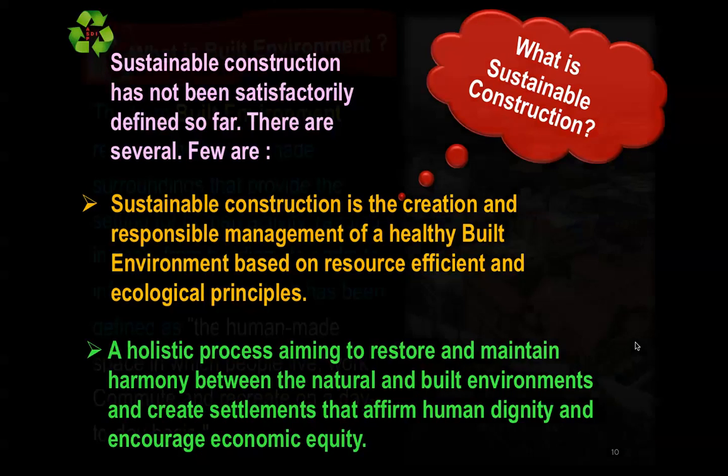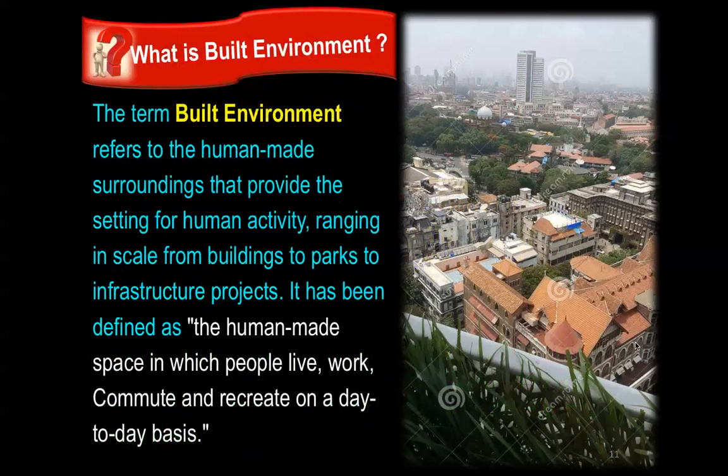Now we will look at a few of the definitions which are very important. What is the built environment? We all know what exactly the built environment is: everything that is built for human comfort, and all that space in which people live, work, commute, and recreate on a day-to-day basis.